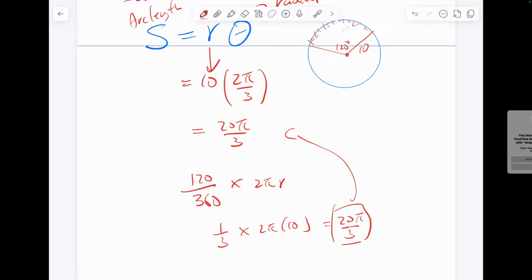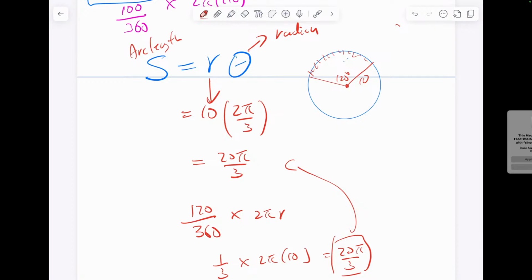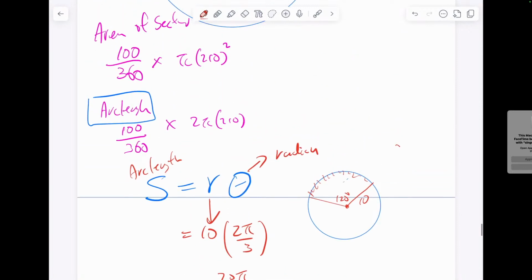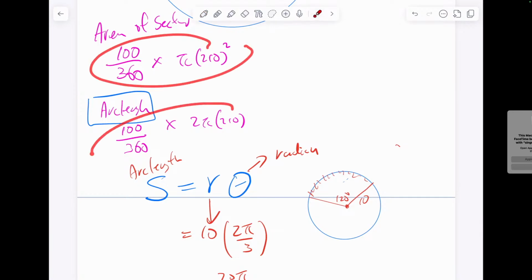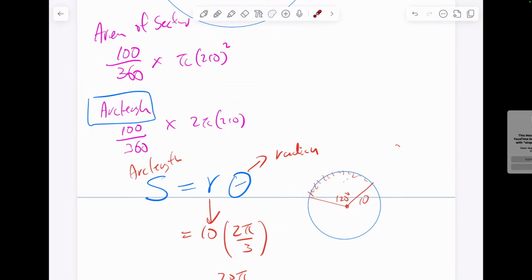Arc length will be on the SAT. Area of a sector will possibly be on the SAT, not 100%, but I'm trying to cover all the ground for you. Is that formula on the SAT sheet? S equals r theta is not on the worksheet. But this one is very common sense. It's a part of a circle or part of the circumference. You don't have to know the equation. You just have to know that arc length is a part of the circumference, and area of a sector is a part of the pizza.